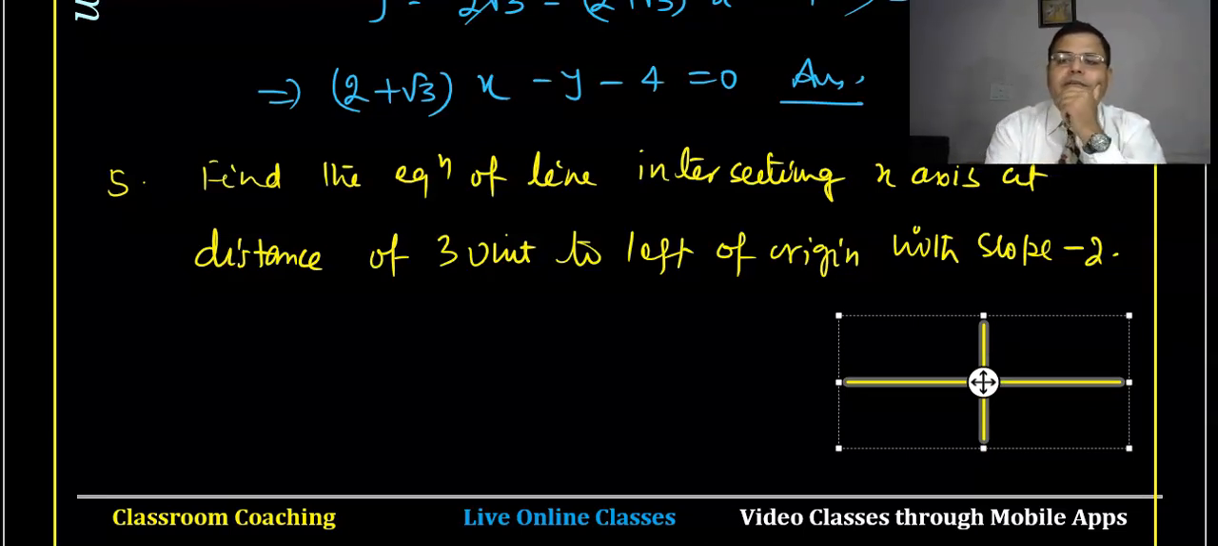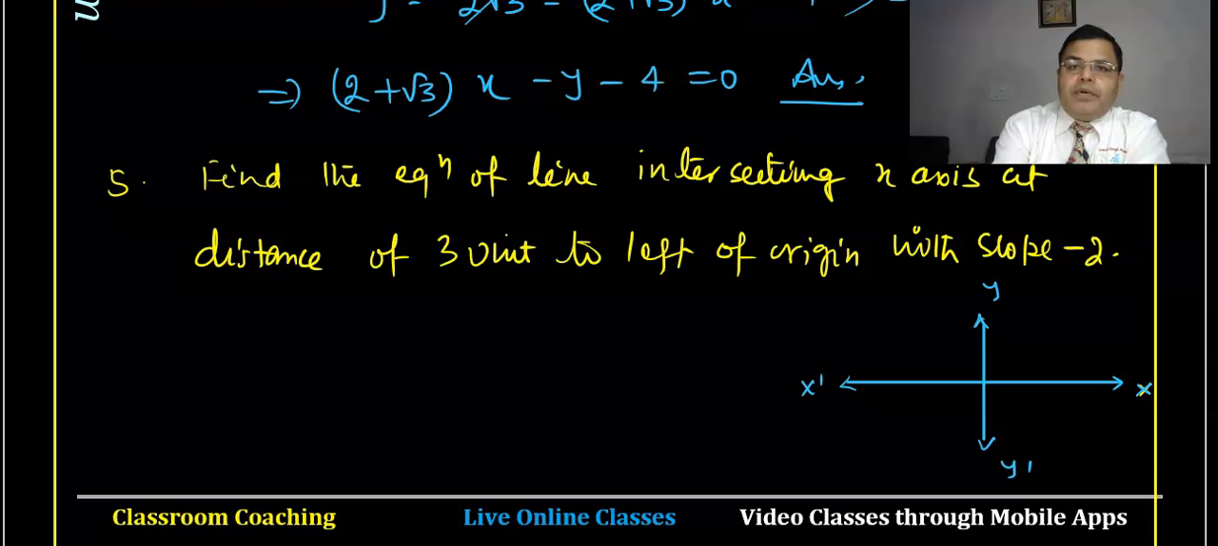The slope is negative and this is the x-axis, this is x dash, this is y, and that will be y dash, right? So this line is passing through this point, 3 units left of the origin. What is the meaning of that? 3 units left of origin. If this is the origin, 3 units: 1, 2, 3. So that point will be (-3, 0). And the line is passing through this point with slope given as -2.